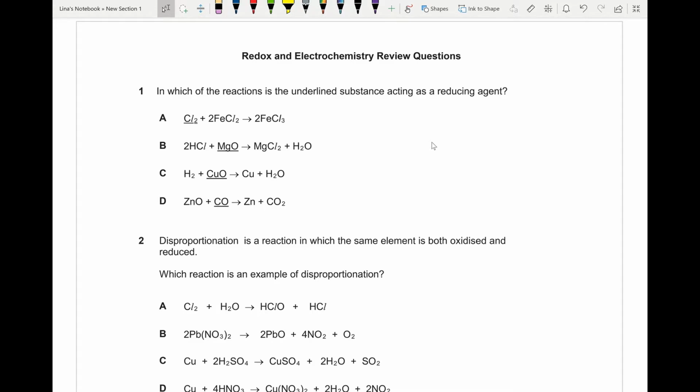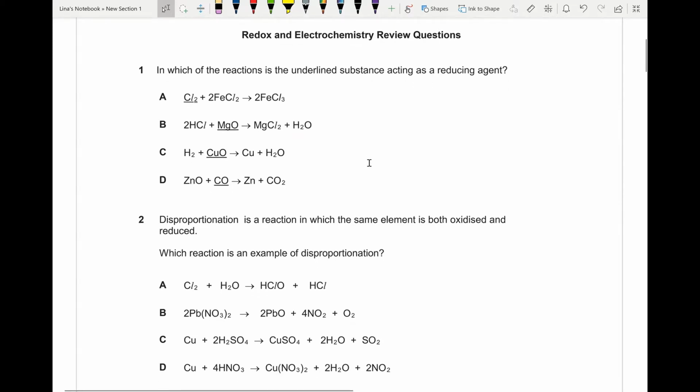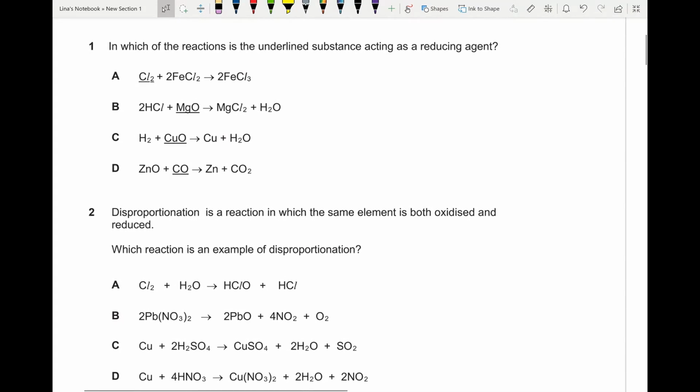Today we're going to do a short review on redox and electrochemistry. As always, please pause the video to read the question and to figure out the answer by yourself before you continue to listen to the solution. Let's start with question 1.